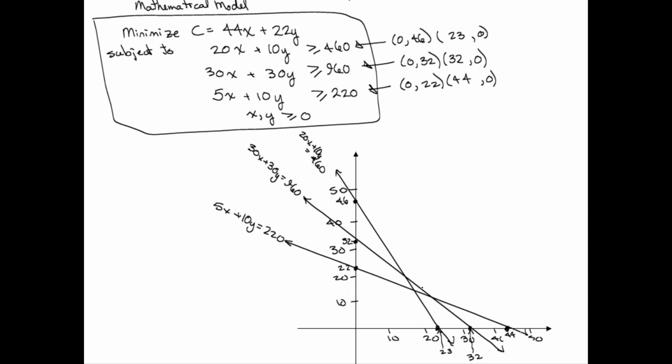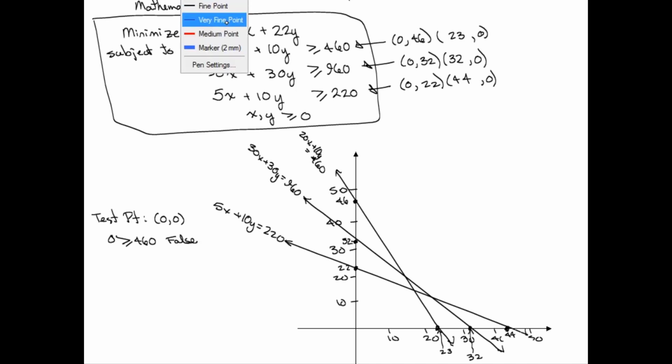So now we want to look at which way our shading is going to happen. For all of these, once again, we can use our test point of 0, 0. The first one is going to give me 0 greater than or equal to 460, which is false. And so there we're going to shade away from the origin. Which one was that? This one. Shade away from the origin.